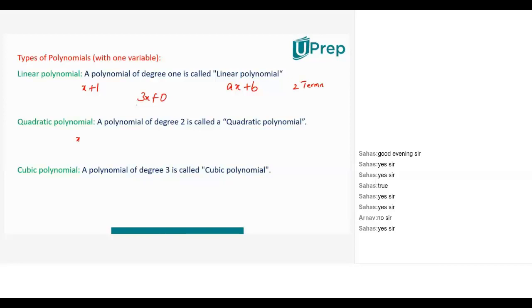There should be an x square term, an x term, and a constant term, right? So it should be in the form ax square plus bx plus c. Maybe it could be like x square plus 5x only. I'll write it as plus 0, no problem. Maybe I have x square only, then also no problem. We'll write it as 0 into x plus 0. 0 addition after x square is not possible. To the left of x square is not possible.